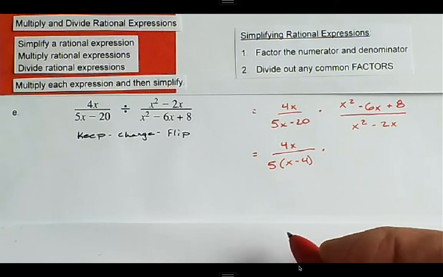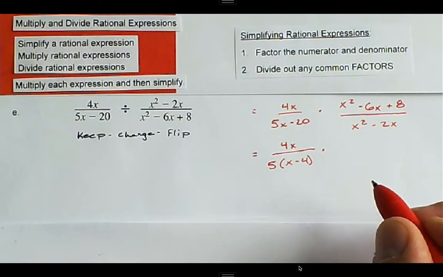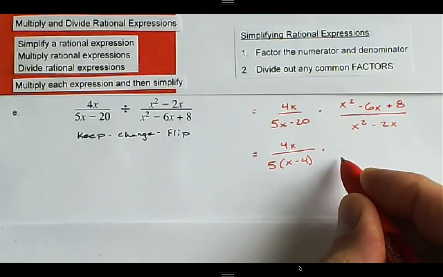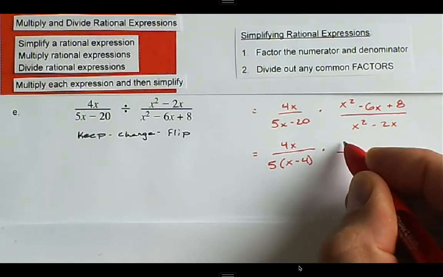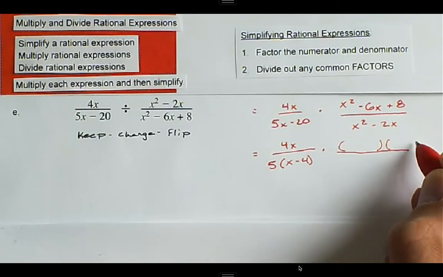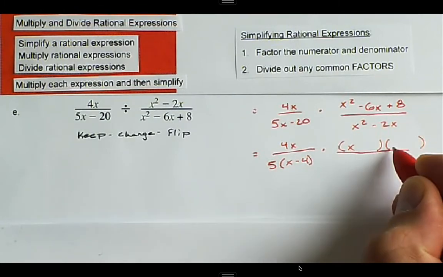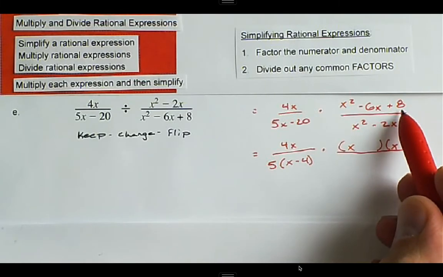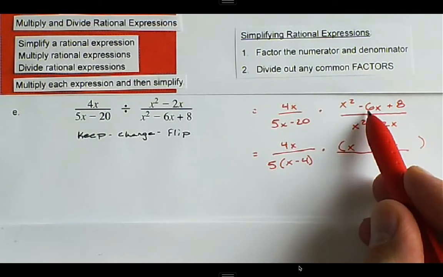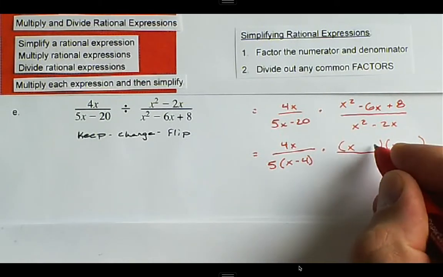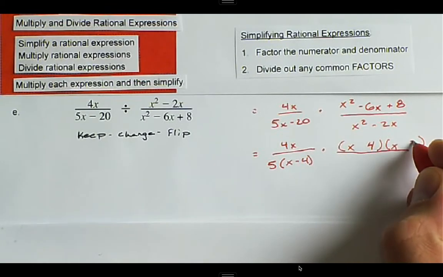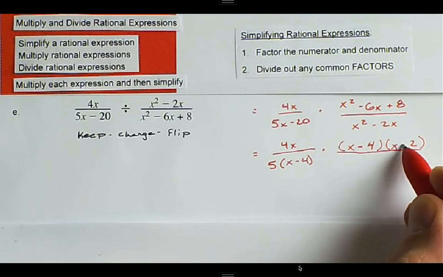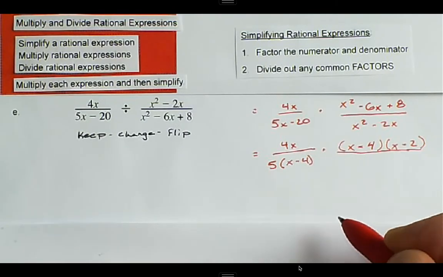And the next one, we want to factor the numerator here, and we have x squared. So the way that we get that is we say x times x, and then we need two numbers that are going to multiply to positive 8 and add to negative 6. So that's going to be 4 and 2. But to add to negative 6, these both have to be minus signs.